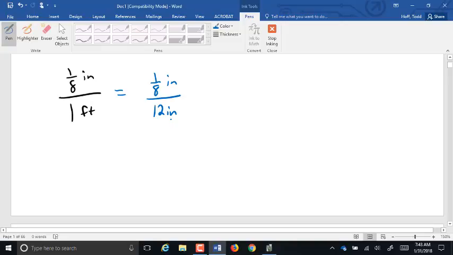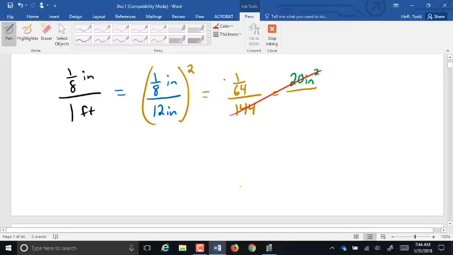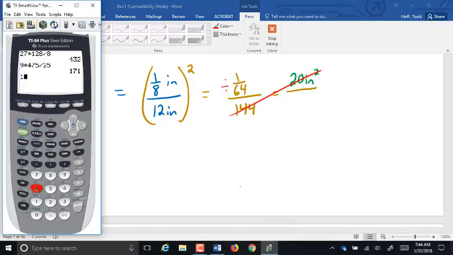Still linear at this point. But that is a ratio of lengths. To get a ratio of areas, I do have to square that. 1/8 squared is 1/64. 12 squared is 144. On the floor plan, oops, yeah, I wrote 1/16, didn't I? That should be 1/64. 8 squared should be 64. So then the 20 square inches is on the floor plan, so that goes on top. So we're going to do 144 times 20 divided by 1/64. 184,320.